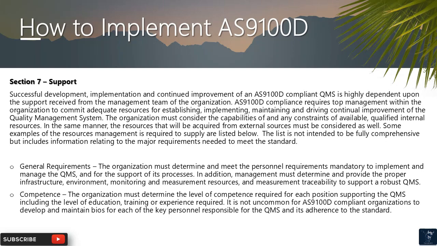General requirements: the organization must determine and meet the personnel requirements mandatory to implement and manage the QMS, and for the support of its processes. In addition, management must determine and provide the proper infrastructure, environment, monitoring, and measurement resources, and measurement traceability to support a robust QMS. Competence.